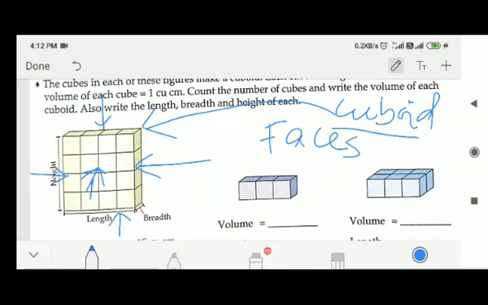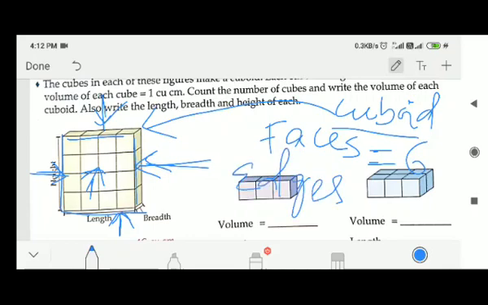So total faces equal to how much? There are 6 faces. So what are the faces? Face means surface: forward face, backward face, left face, right face, bottom face, and top face. So total faces of a cuboid is 6. Similarly, edges: this is 1 edge, 2 edge, 3 edge, 4 edge, like that. How many edges are there in a cuboid? Basically, edges are line segments.